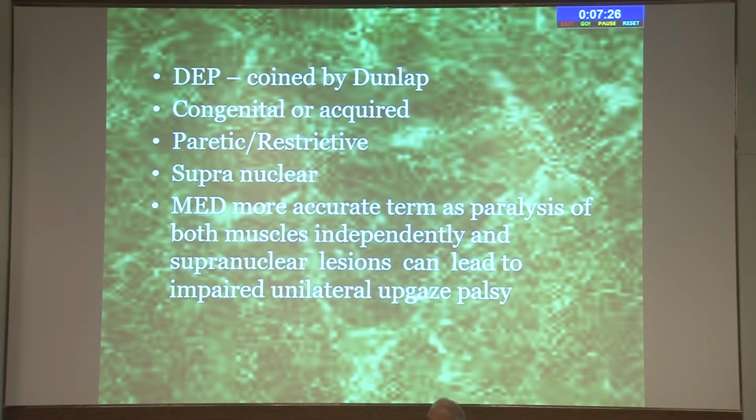Initially, the term was double elevator palsy, which was coined by Dunlop. It may be congenital or acquired. It may be paretic or restrictive. It may be supranuclear. Now, the term which is more commonly used is MED. It is a more accurate term because paralysis of both muscles independently and supranuclear lesions can lead to impaired unilateral upgaze. So now, most often, MED is used in place of DEP.